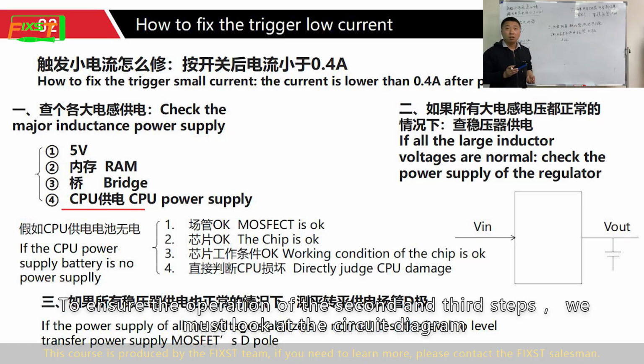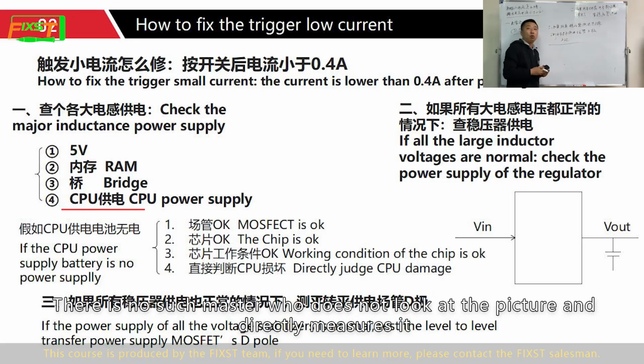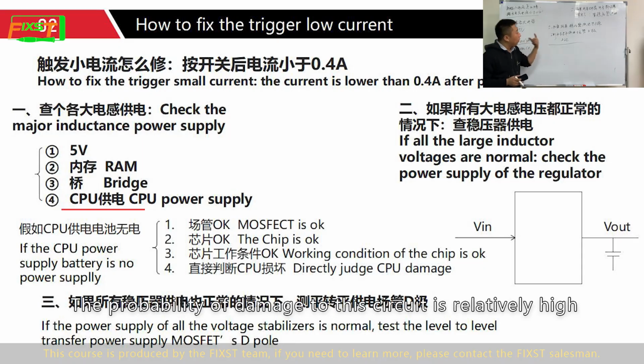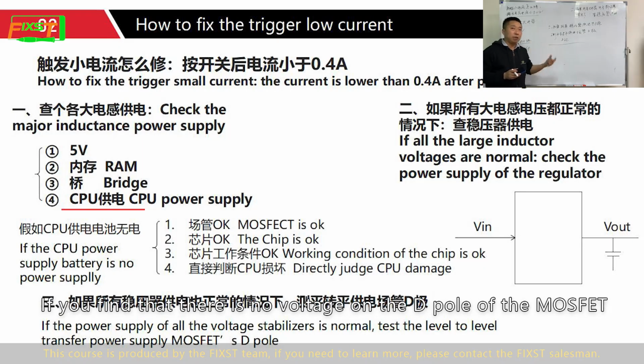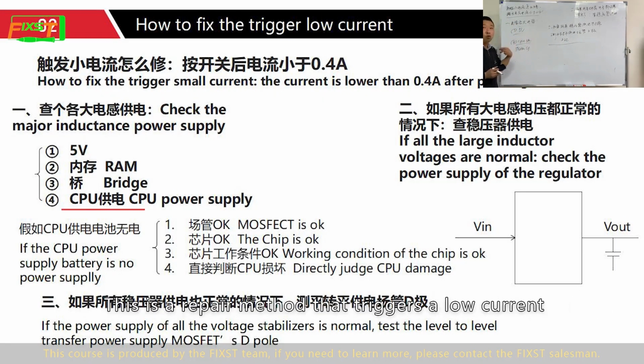To ensure the operation of the second and third step, we must look at the circuit diagram. This is from a responsible and technical point of view. There is no such master who does not look at the diagram and directly measures it. The probability of damage to this circuit is relatively high. If you find that there is no voltage on the drain of the MOSFET, generally we just short circuit the S pole and the drain. This is a repair method of the trigger low current.